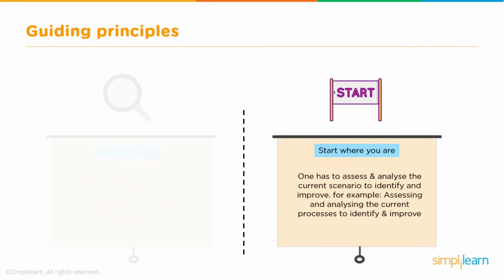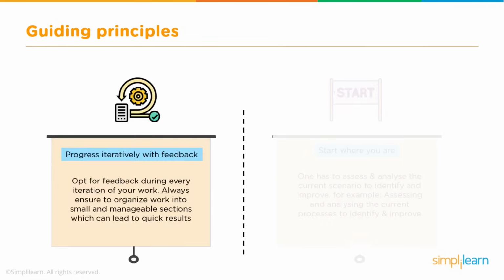The next principle, start where you are, refers to ensuring that the organization assesses and analyzes the scenarios to identify and improve things on a continual basis. For example, the organization assessing and analyzing the existing processes to identify and improve. Next, progress iteratively with feedback. This opts for feedback during every iteration of the work. It always ensures organizing work into small and manageable sections which can lead to quick results.